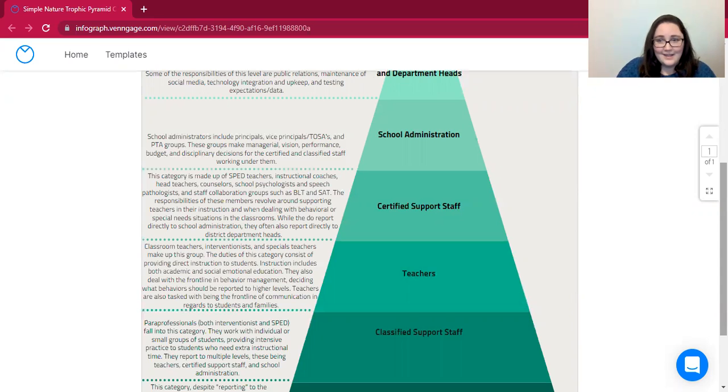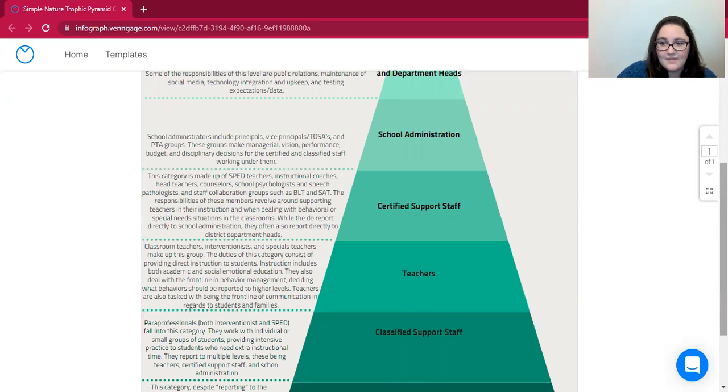For example, if a kid says something mean, that's not necessarily something that needs to go to school administration. However, if they're hitting another kid, that would be something to send up to higher levels. They're also tasked with being the front line of communication in regards to students and their families, letting them know of upcoming events, letting them know of certain guidelines, talking to them about their students' academic performance and behavior, etc.